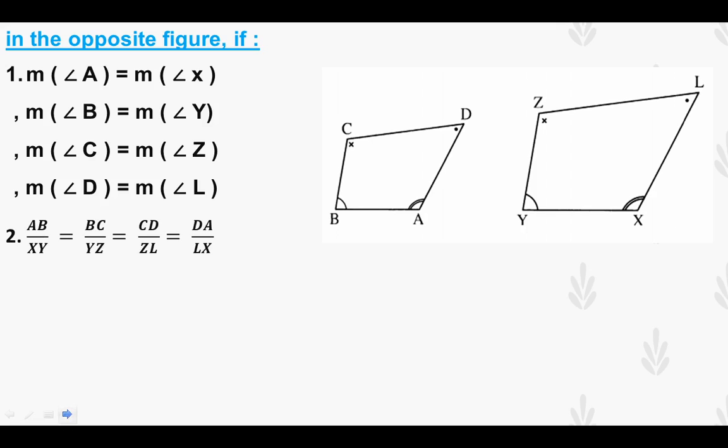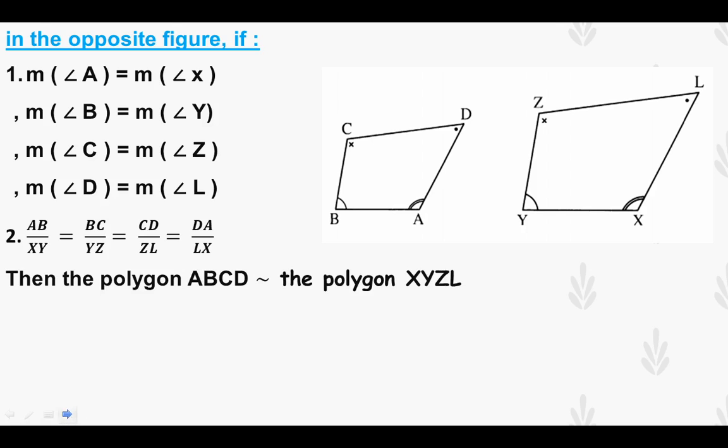The sides are proportional, which means AB over XY equals BC over YZ equals CD over ZL equals DA over LX. So if we divide AB over XY, the ratio will be equal to BC divided by YZ, equal to the ratio between CD and ZL and the ratio between DA and LX. Okay? Then the polygon ABCD is similar to the polygon XYZL.